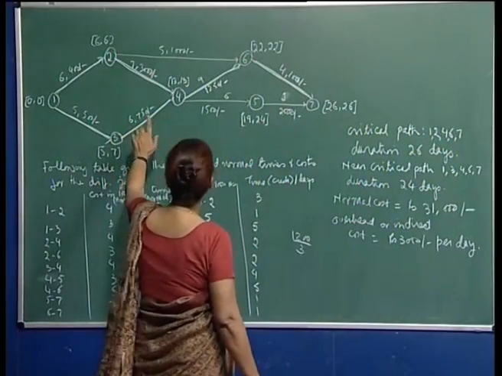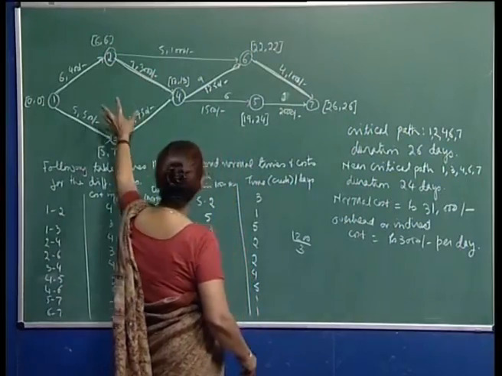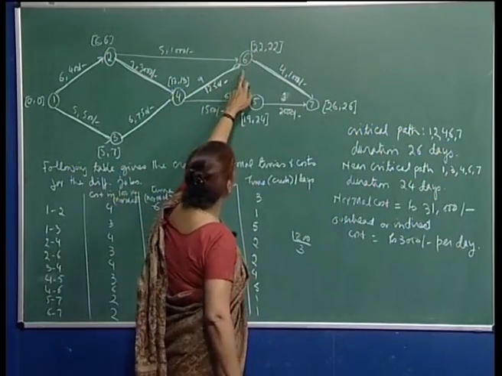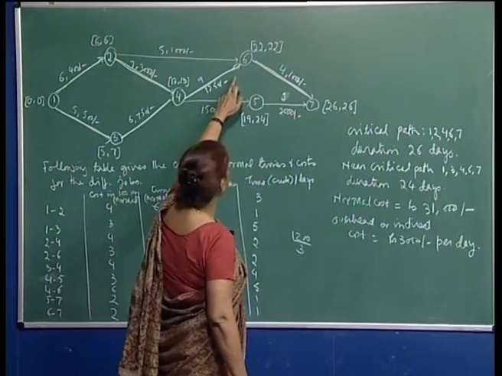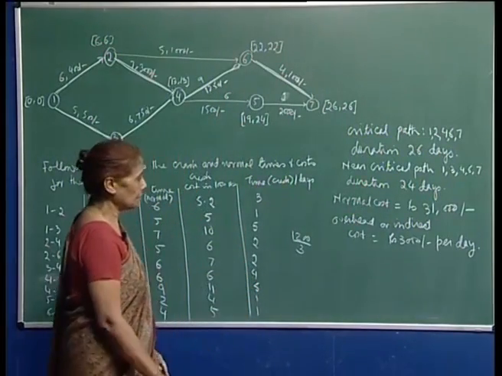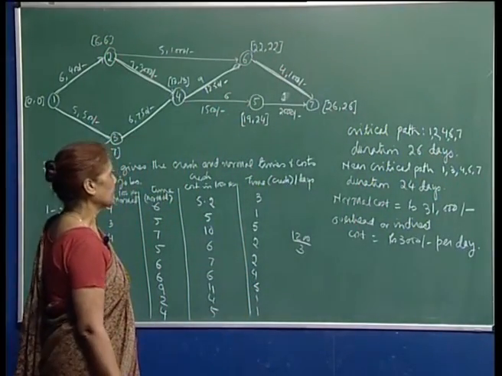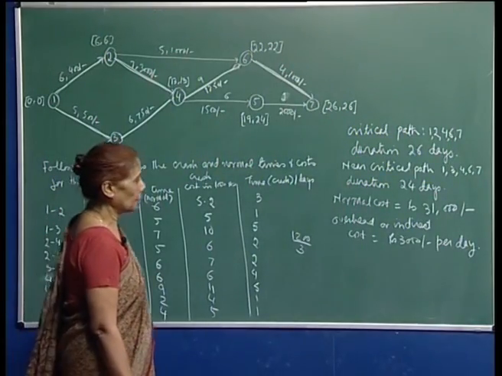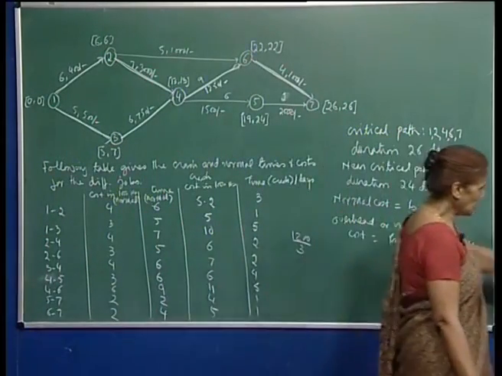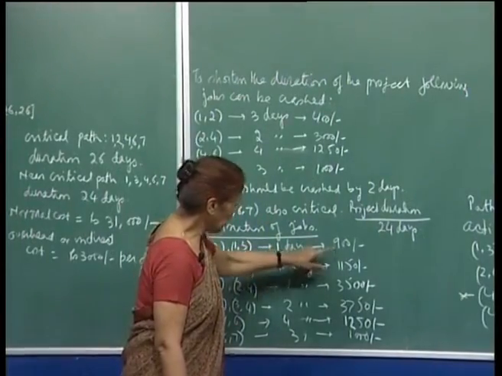So, I think this takes care of all possible combinations here. Then if I crash 4,6, it is common to both the paths, so again the project duration comes down. Similarly 6,7, because that is also common to both the paths, right. Here I have written down the rates again.